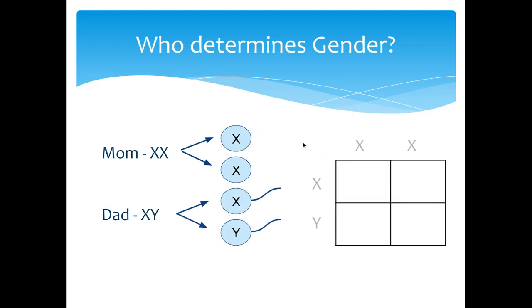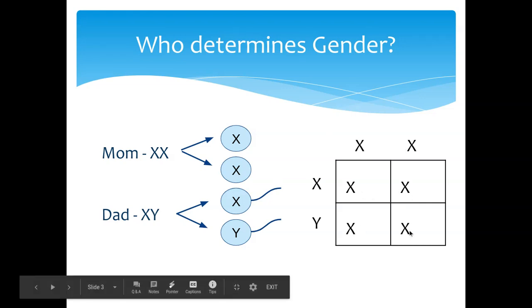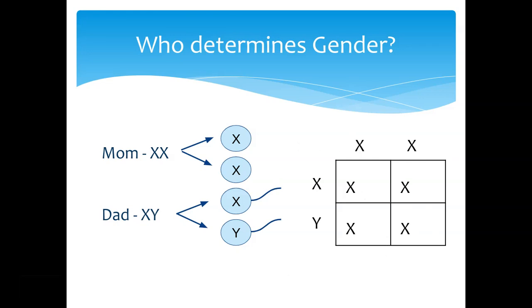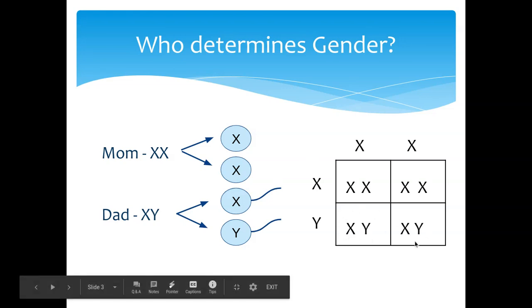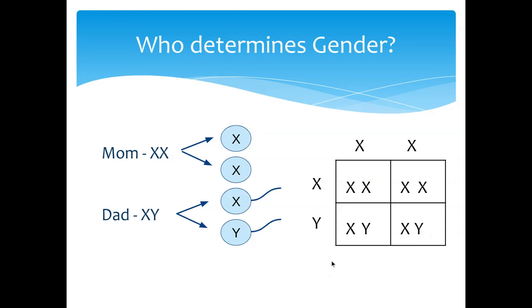So we can put these into a Punnett square. And if you notice, when we put mom's X's in the Punnett square, she doesn't get to determine gender. She gives everybody an X. But when dad puts his gametes into the Punnett square, he can give an X, which will make these top two a female, or a Y, which will make the bottom two guys. And so it's actually your dad who determines your gender.